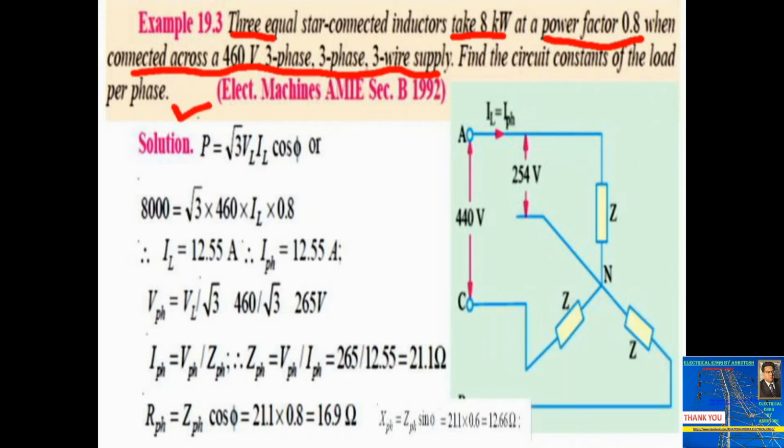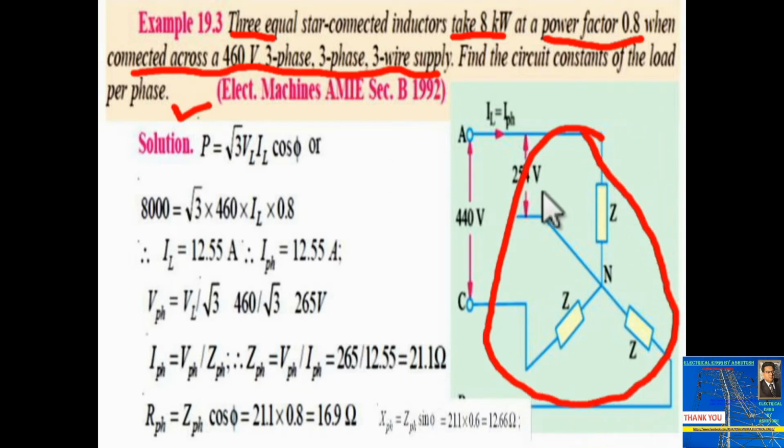So guys, here you can see this is the star connected circuit, and there are 3 impedances connected. There is an impedance of Z ohm connected across each leg, and this is the neutral point, and the 3-phase supply voltage is given over here.